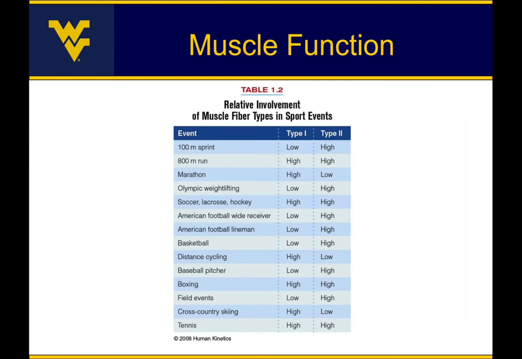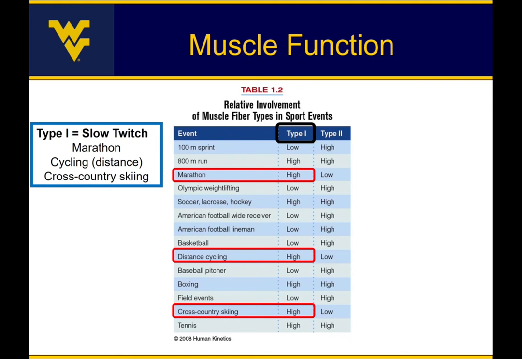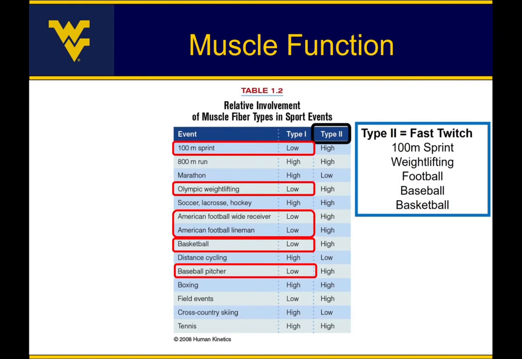In this table, we can see the relative involvement of muscle fiber types in a number of different sporting events. The type 1 fiber is what we referred to earlier as the slow twitch fiber. And as we can see in this table, slow twitch fibers are associated with performance in the marathon, in distance cycling, and cross-country skiing. In contrast, type 2 fibers are what we referred to earlier as our fast twitch fiber. Type 2 fibers are involved in sprinting events, weightlifting, football, baseball, and basketball.